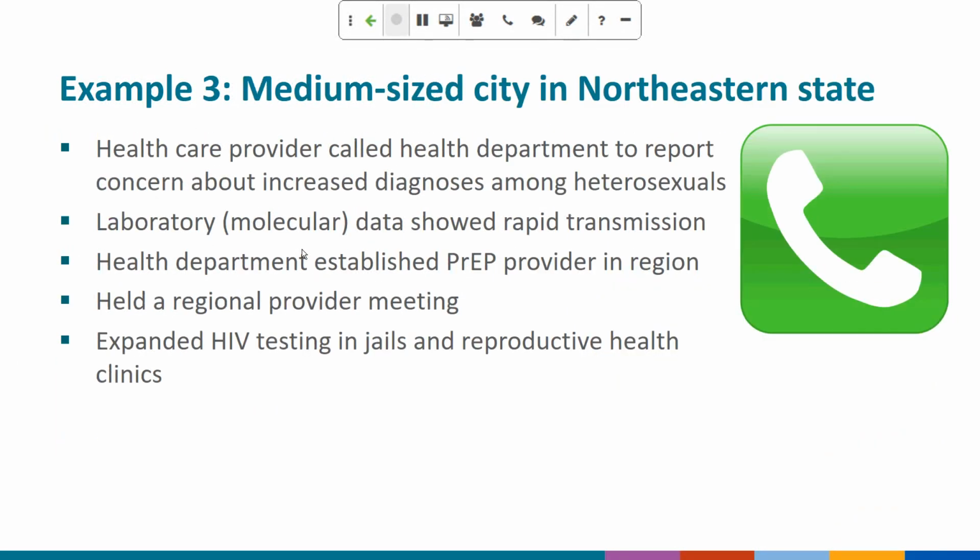Sometimes it's actually a healthcare provider that identifies a possible increase in transmission. In this example, which occurred in a medium-sized city in a northeastern state, a healthcare provider called the health department to report concern about increased diagnoses among heterosexuals. Laboratory data showed rapid transmission among this group. As a result of the findings, the health department worked to establish a PrEP provider in the region, held a regional provider meeting to educate providers on the issue, and expanded HIV testing in jails and reproductive health clinics.